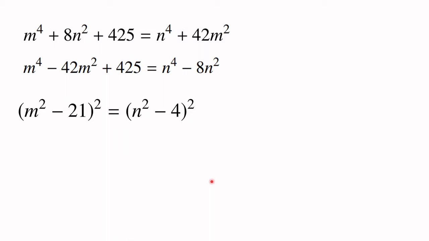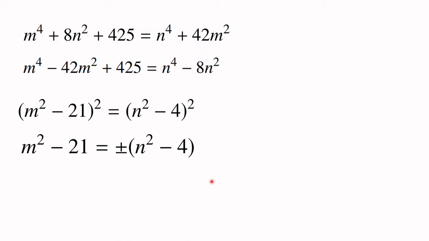Now with this, you can probably see where I'm going already, but if you square root both sides, then you get this: m squared minus 21 equals plus or minus (n squared minus 4). Now you can obviously have n as the subject or m as the subject, but I'm going for m in this case. It doesn't matter, you'll still get the same solutions, and the method is exactly the same.